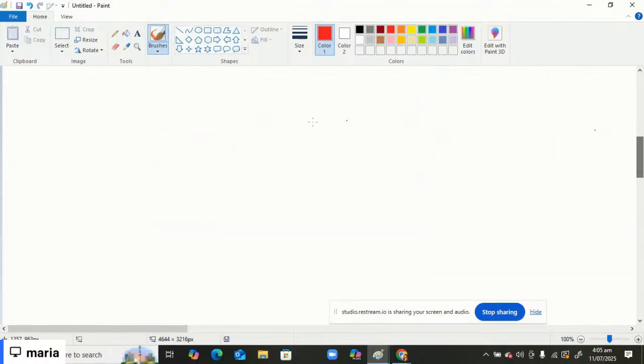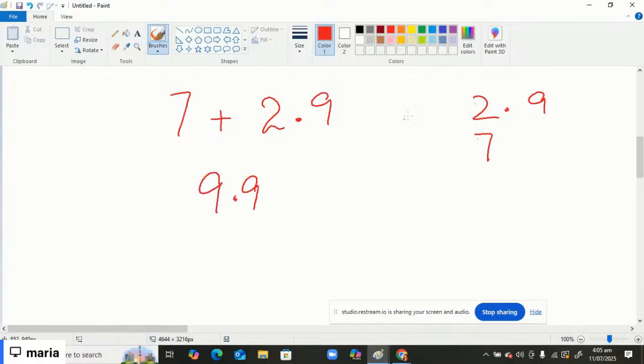Let's do the next. For example, 7 plus 2.9. How can we solve it? You just put 2.9 as it is and put the 7 here, not after the point. So 7 plus 2 is 9, and .9 stays. Why? Because this one is a ones place digit, and this one is also a ones place digit, and this one is in the tenths place. So a ones place digit can be added with the ones place, and the other stays as it is.